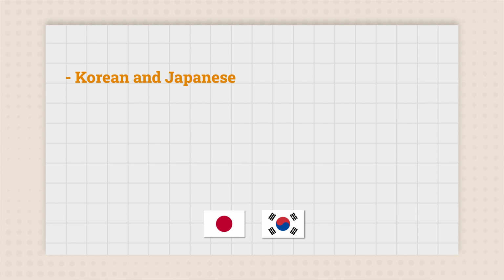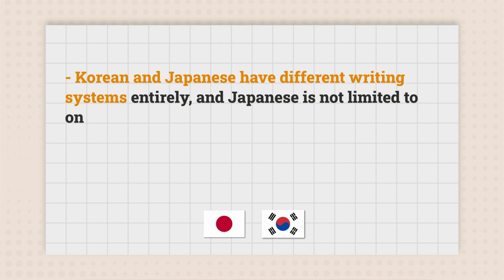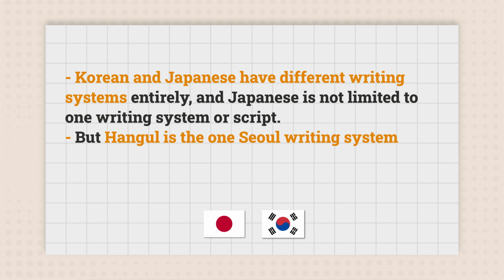Korean and Japanese have different writing systems entirely, and Japanese is not limited to one writing system or script, but Hangul is the one sole writing system in Korean. Get it? Seoul, like the capital Seoul, the Seoul writing system.